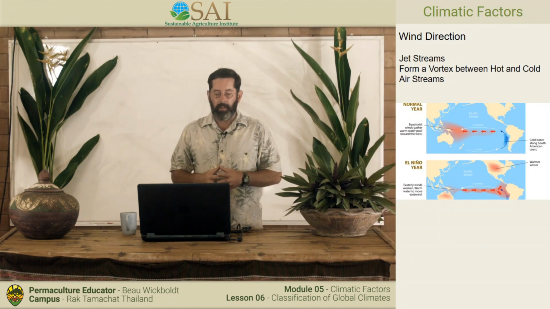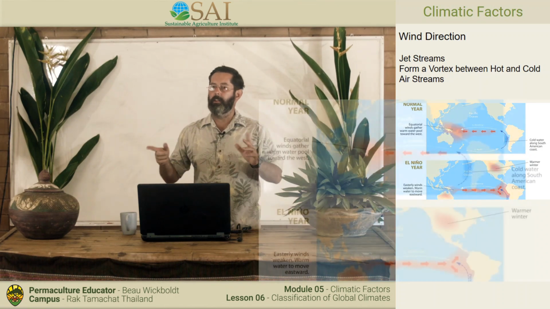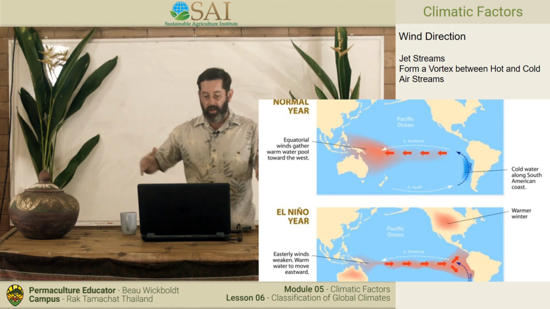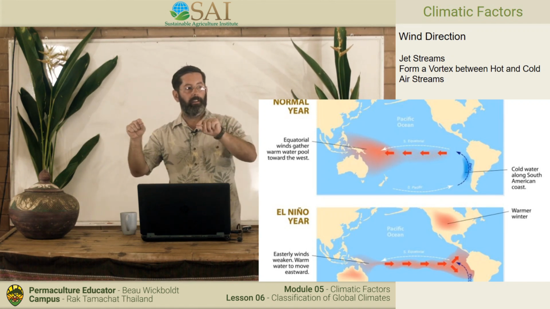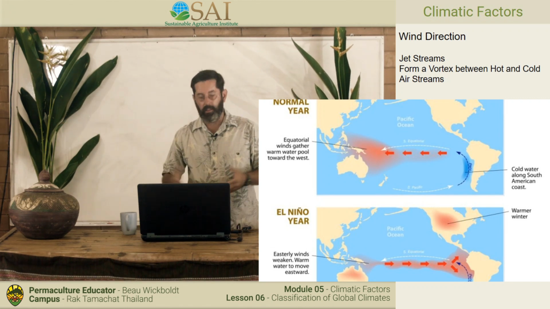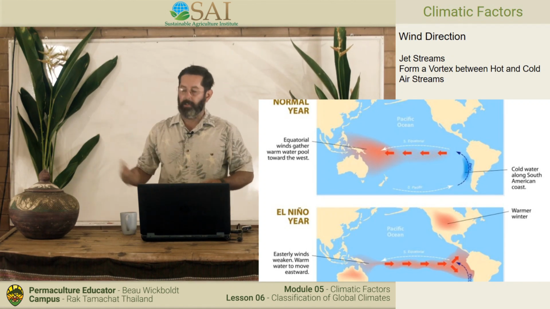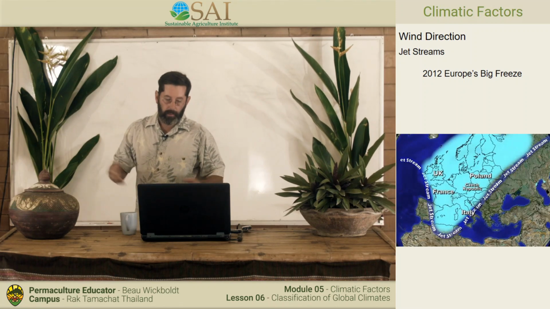So our wind streams, again, create vortexes, and we get hot and cold air streams. Depending on where you live, we can see here, again, a normal year or an El Nino year, where the jet stream shifts slightly, and this place is getting cold or very hot. And so if you live in Chile, for instance, that would have a very big effect on their region and their ability to grow things. Wind directions can change things.